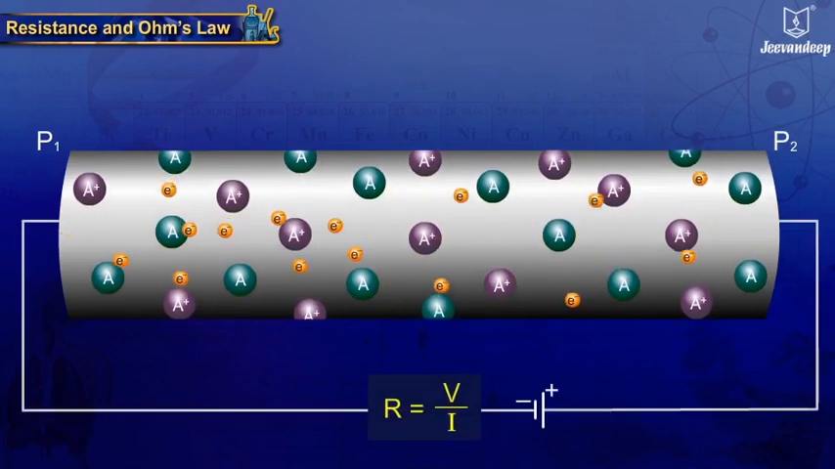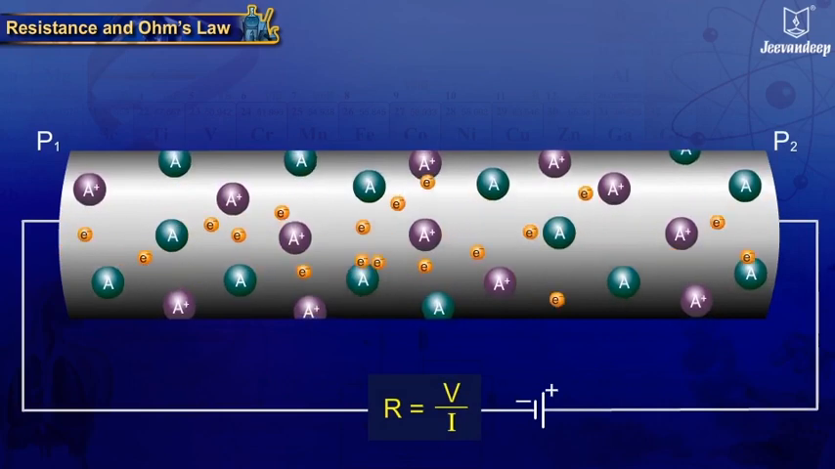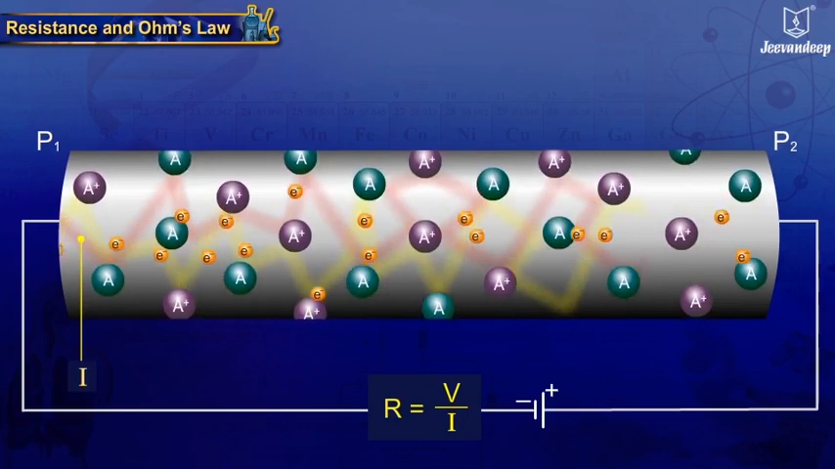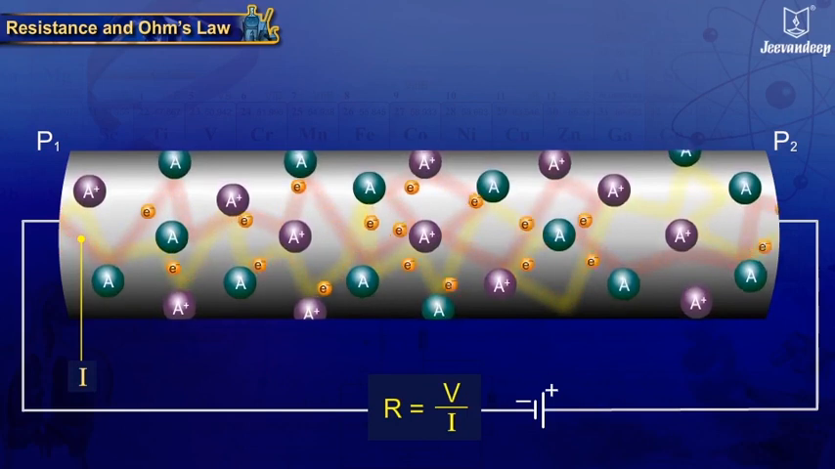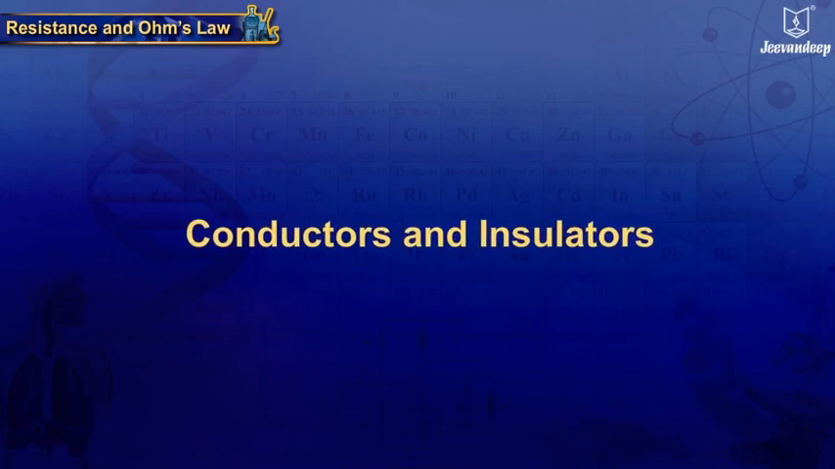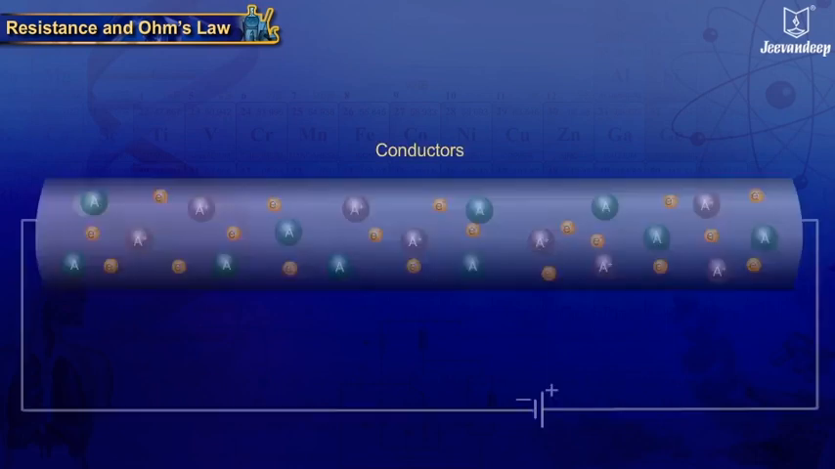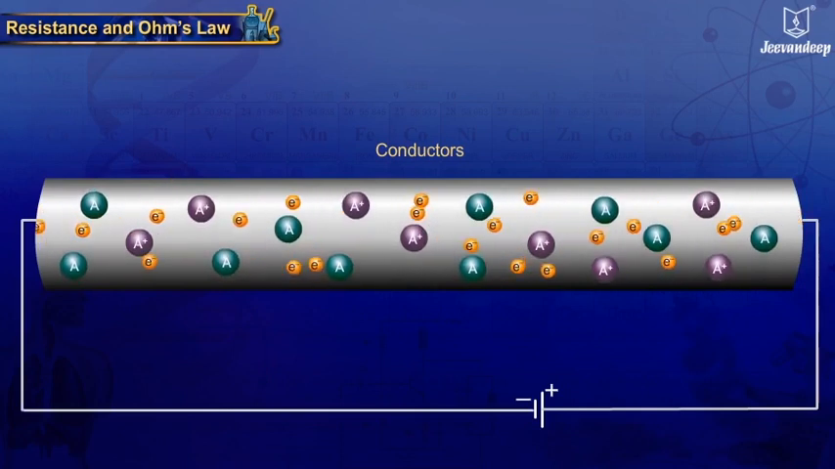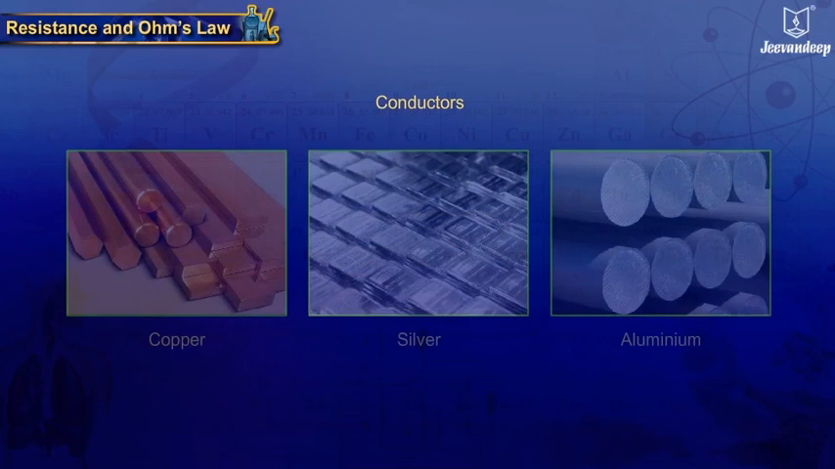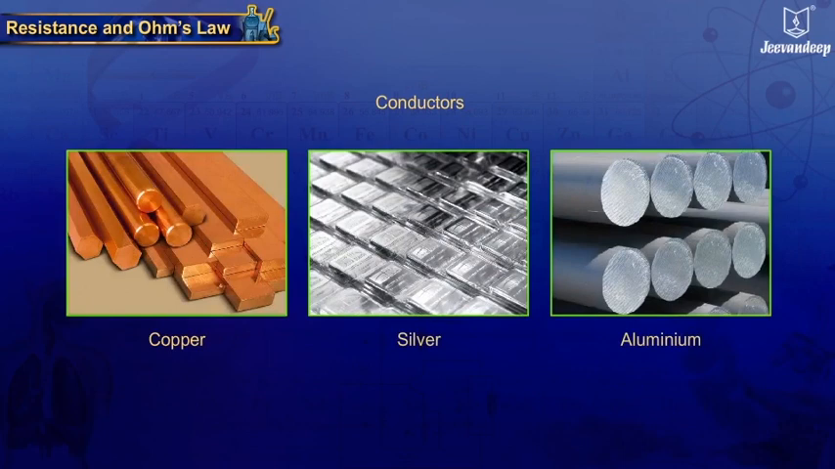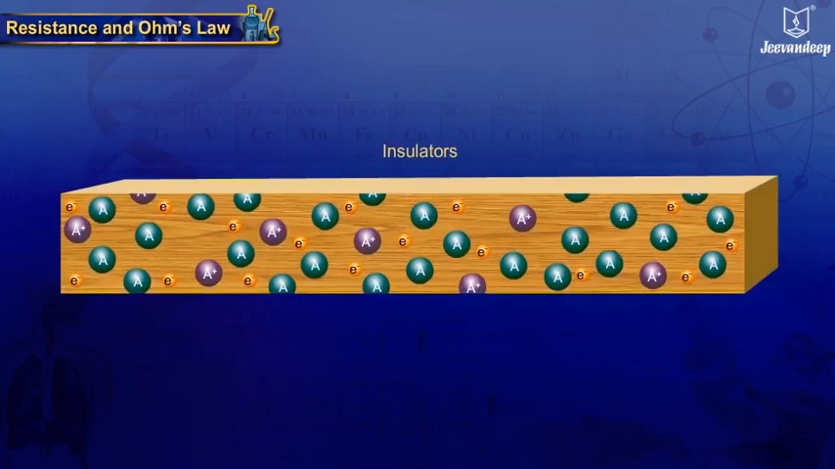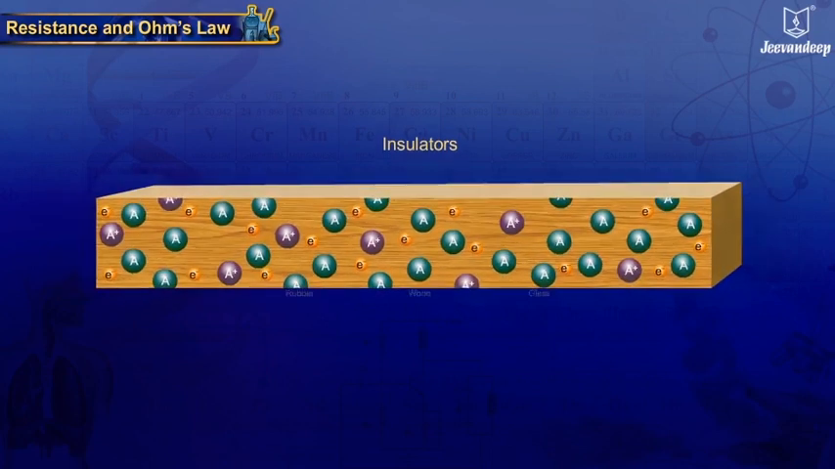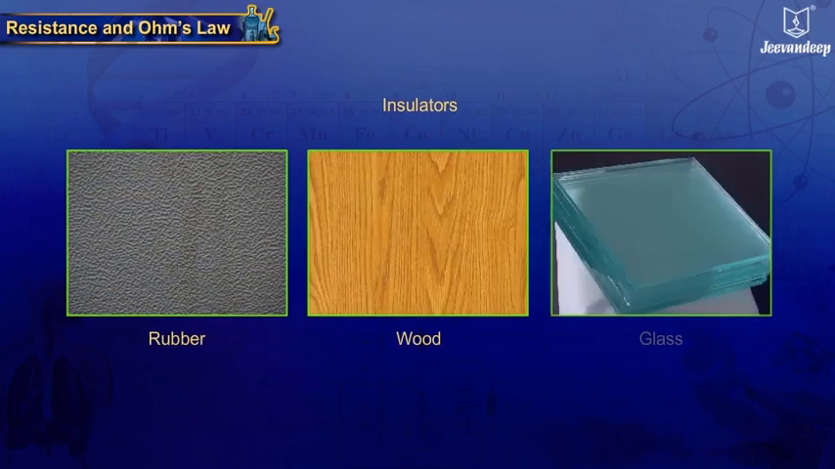Numerically, it is equal to the ratio of potential difference across its ends to the amount of current flowing through it, that is V upon I. Conductors and insulators. Substances which have very low electrical resistance are called conductors. For example, metals like copper, silver, aluminium, etc. Substances which have very high electrical resistance are called insulators. For example, rubber, wood, glass, etc.